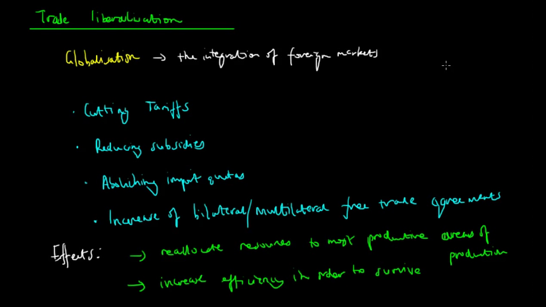But to recap this lecture, trade liberalization has occurred due to the concept of globalization, where foreign markets have become integrated across national borders as if there is only one large market. To encourage trade between nations, the government has cut tariffs, reduced subsidies, abolished import quotas, and finally increased the number of bilateral or multilateral free trade agreements between trading partners. And the effect of trade liberalization is to reallocate resources to the most productive areas of use, and as a result increase our efficiency in production so as to maximize our living standards and to minimize the opportunity costs at which we're using our resources.